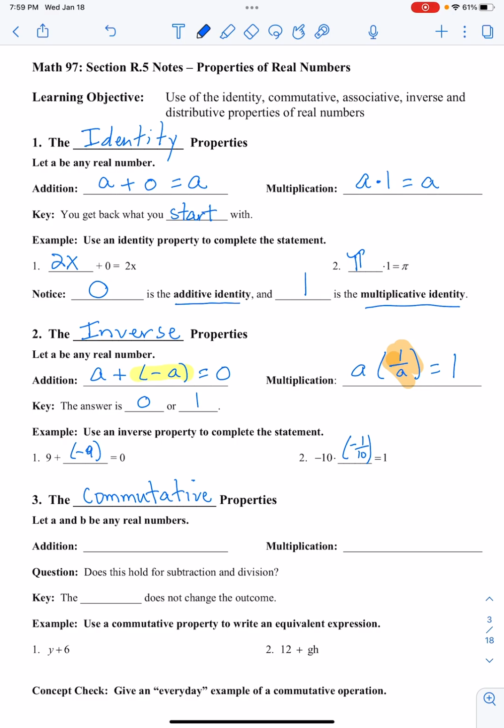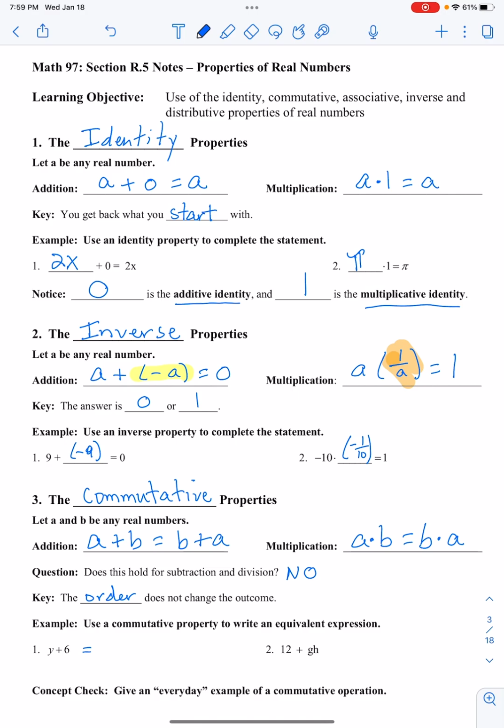So for any two numbers, A and B, the commutative property says A plus B is the same as B plus A. For multiplication, A times B is the same as B times A. This does not hold true for subtraction and division. The key is the order does not change the outcome.